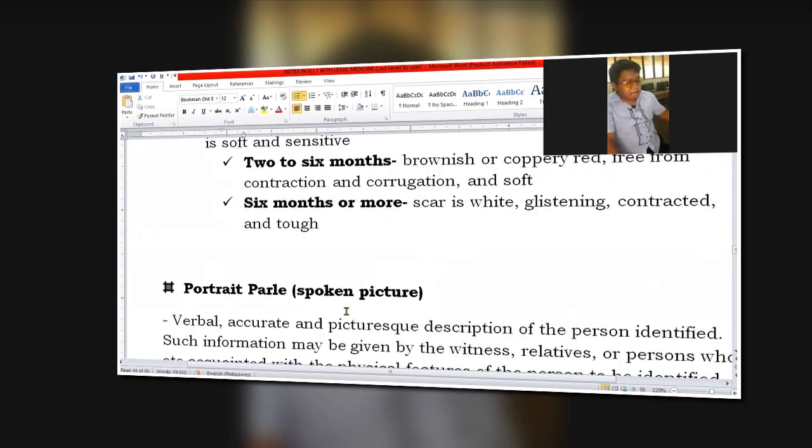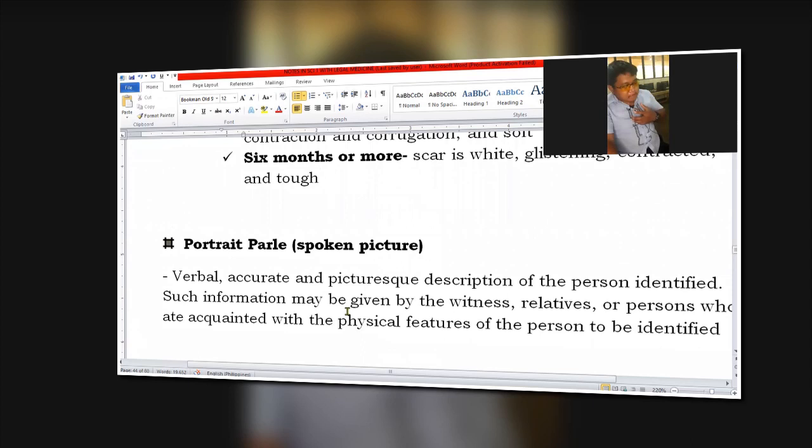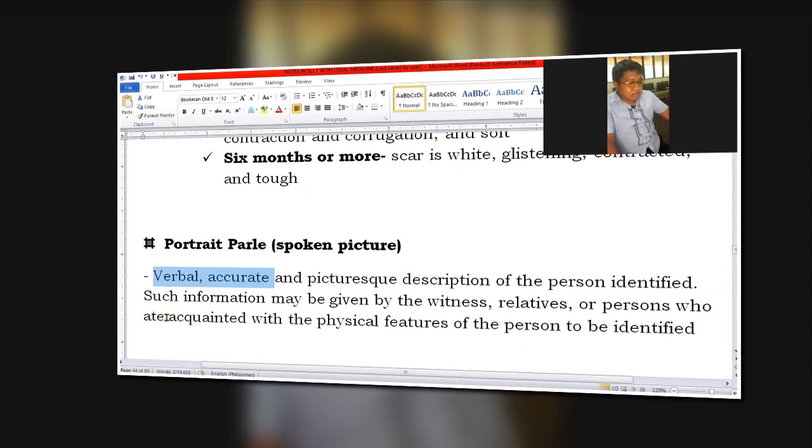Okay? Another technique to describe or identify a person is through portrait parle. Other term for portrait parle is a spoken picture. Because ang ginagawa dito, there is a verbal, accurate, and picturesque description of the person identified. Such information will be given by the witness, relatives, or persons who have acquainted with the physical feature.